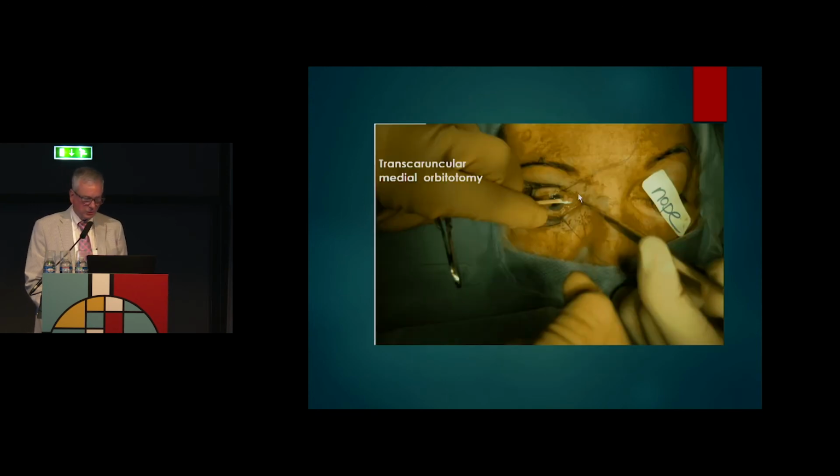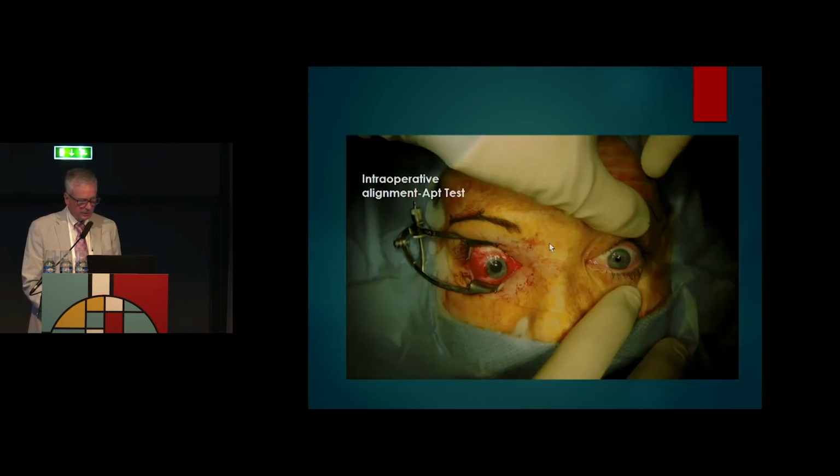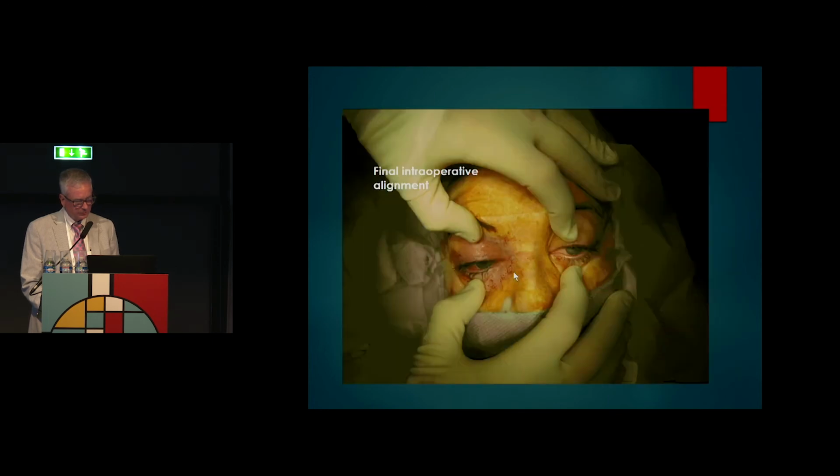And then we go through a transcaruncular approach, medial orbitotomy. We don't go through the skin. And we get right down and do a periosteal U-shaped flap, tying it to the insertion. And we bring it up through the medial rectus muscle. And then we insert it here and pull the muscle over.